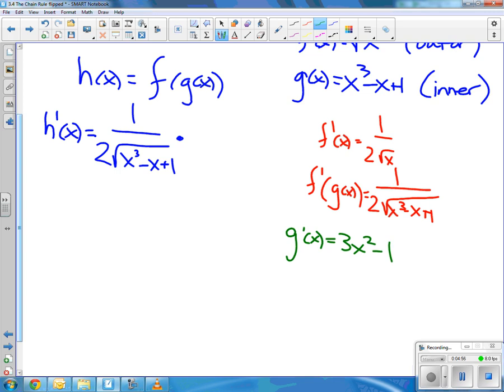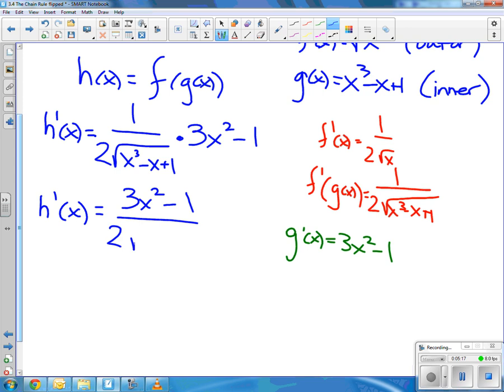Okay, go back to my derivative. So for h prime of x, I have the derivative of f at g of x already there, and I'm going to multiply it by my derivative of g of x, which is 3x squared minus 1. So let me rewrite this. The derivative of h at x is going to be 3x squared minus 1 over 2 times the square root of x cubed minus x plus 1.